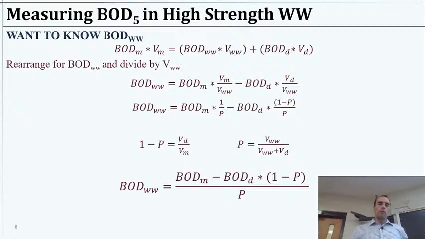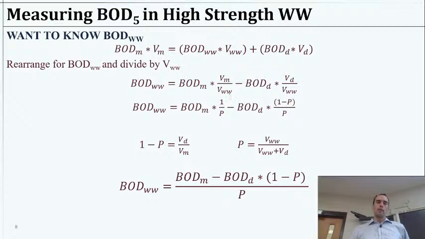So then we can solve for BOD of the wastewater. We're going to subtract this from both sides and then divide everything by volume of the wastewater. That isolates BOD of the wastewater. So doing that, we get BOD of the mixture times the volume of the mixture divided by volume of wastewater, minus BOD of the dilution water times the volume of the dilution water divided by the volume of the wastewater.